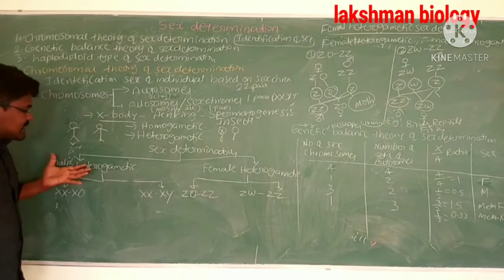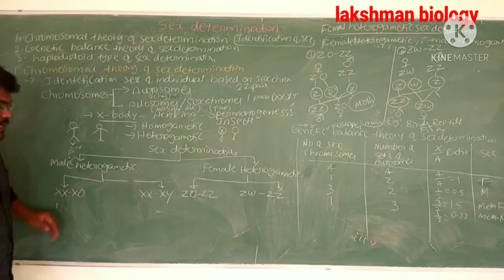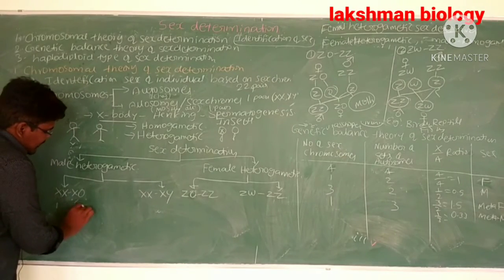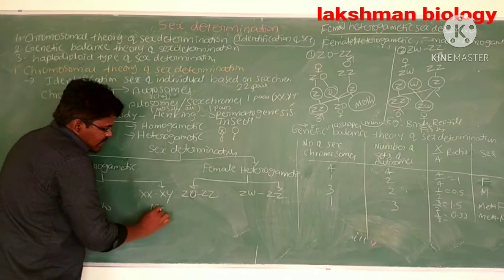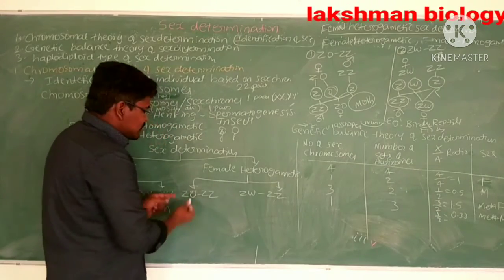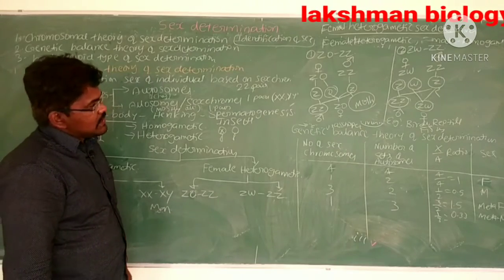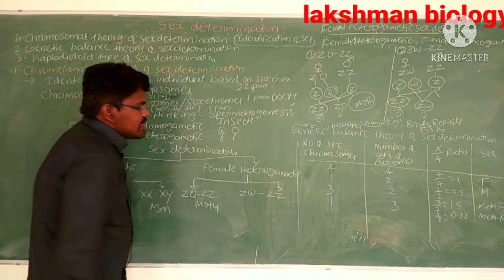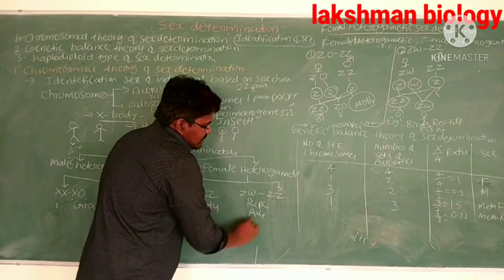Male heterogametic sex determination is divided into two types, XX-XO type, which we can see in grasshopper, and XX-XY type, which we can see in man. Next, female heterogametic sex determination is also divided into two types, ZO-ZZ and ZW-ZZ. ZO-ZZ type we can see in moths. ZW-ZZ type you can see in reptiles, aves, and fishes.